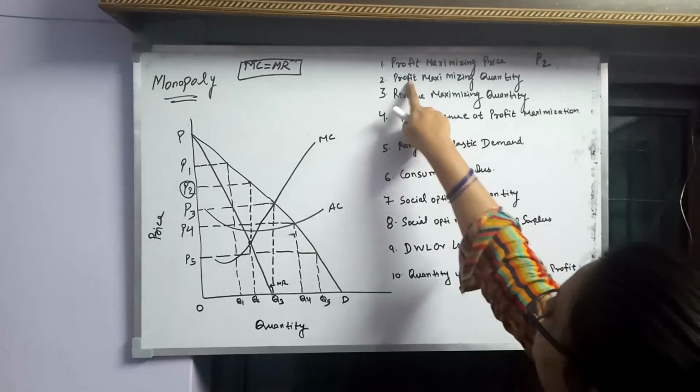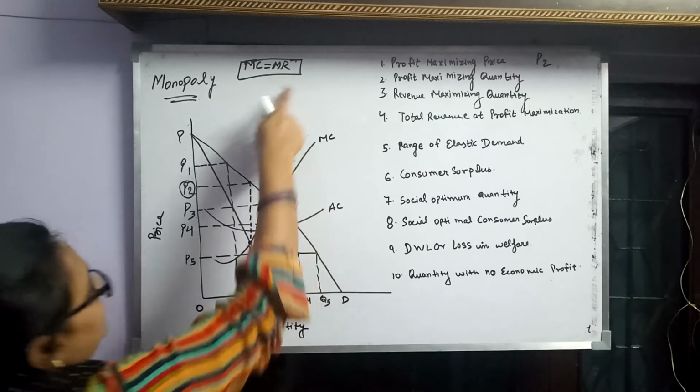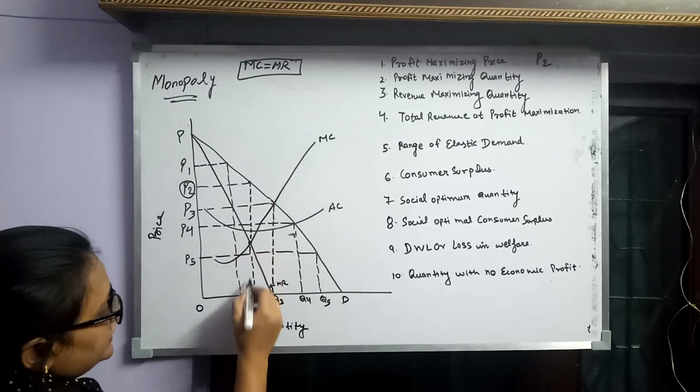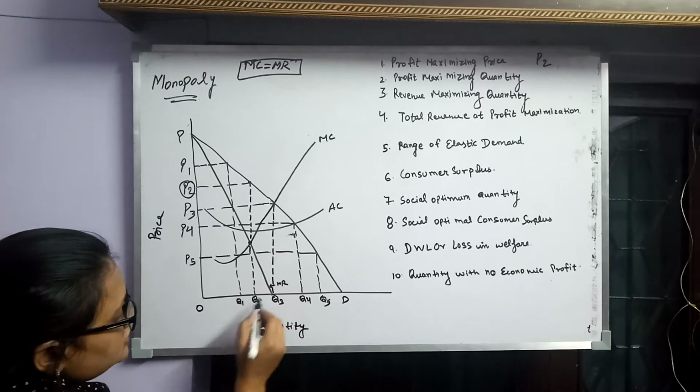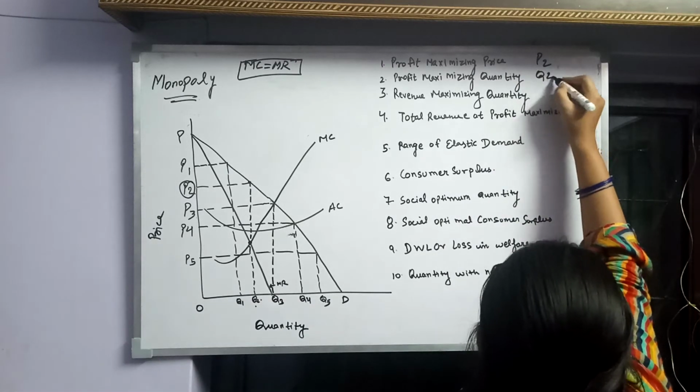Now the next question is profit maximizing quantity. As we know that marginal cost equals marginal revenue at this point, and here our quantity is this. So Q2 is our profit maximizing quantity.